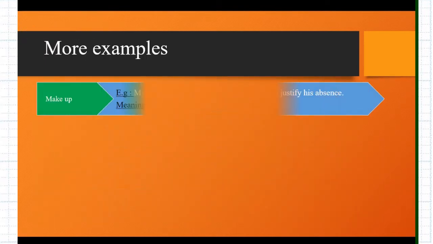More examples. I want to remind you that sometimes you are going to find one phrasal verb with many meanings. Make up. My friend made up a good excuse so as to justify his absence. Made up in simple past. Okay? Make up means to create something that is not real, to create a story, to invent.